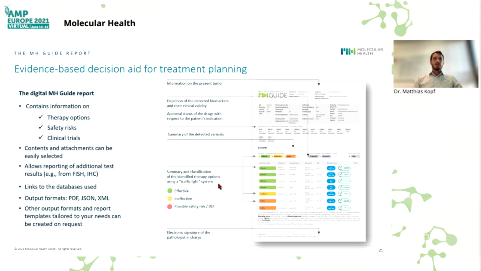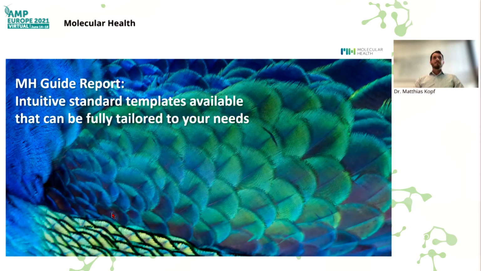As mentioned, the output formats, so the PDF, but also JSON and XML formats are highly customizable. We can actually also offer different output formats on request for you for download. And especially the MH Guide report can really be fully tailored to your needs and of course to your customers' needs.